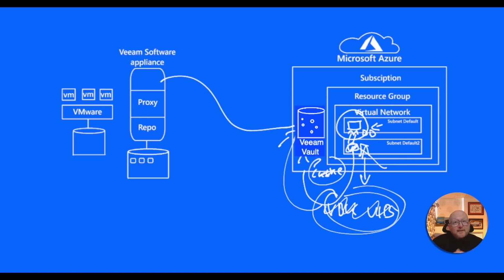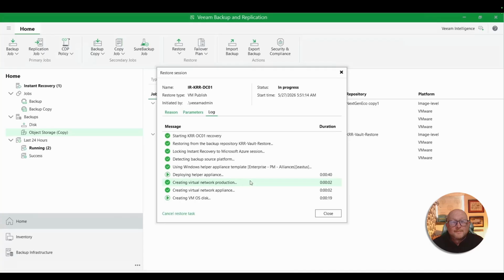Okay, so let's now go back to the log. Now we're back in the log. You can see that we're back to creating the VM OS disk. We're now deploying the VM itself. We're now configuring the cloud messaging service. Just takes a few moments. We're now configuring the platform converter service.